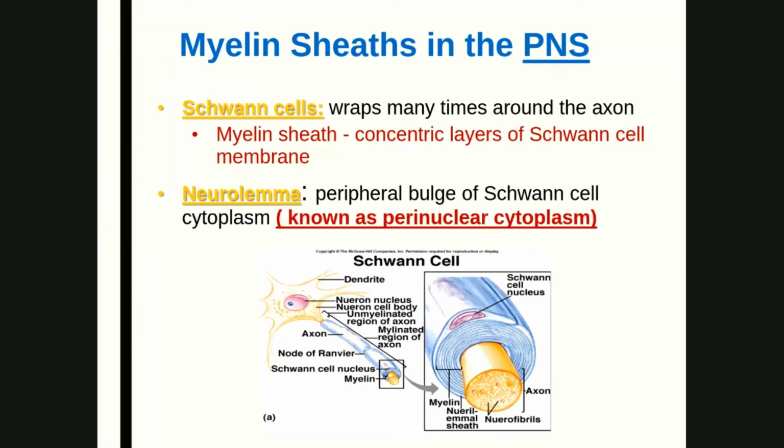Then, myelin sheaths in the peripheral nervous system. As I told you, all the axons have this myelin sheath covering, and the Schwann cells are present in between the myelin sheath. The myelin sheath is also called the neurolemma. It is the peripheral bulge of the Schwann cell cytoplasm. We call it the neurolemma.